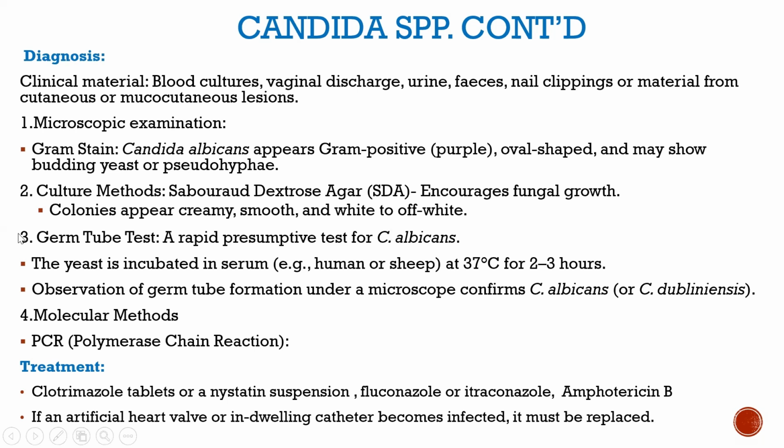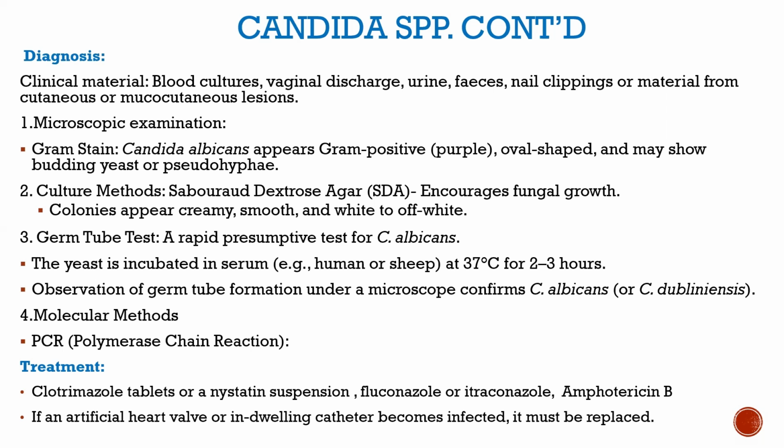They also have the germ tube test. If you listened from the beginning, I said the germ tube test is a very unique test, especially for Candida albicans. The process is that the yeast is incubated in a serum, which can be human serum or sheep serum, at 37 degrees Celsius for 2 to 3 hours. After 2 to 3 hours, you observe the serum. If there is germ tube formation under a microscope, it's confirmed that it's Candida albicans or Candida dubliniensis, which is rare, but Candida albicans is the major one that forms this germ tube.